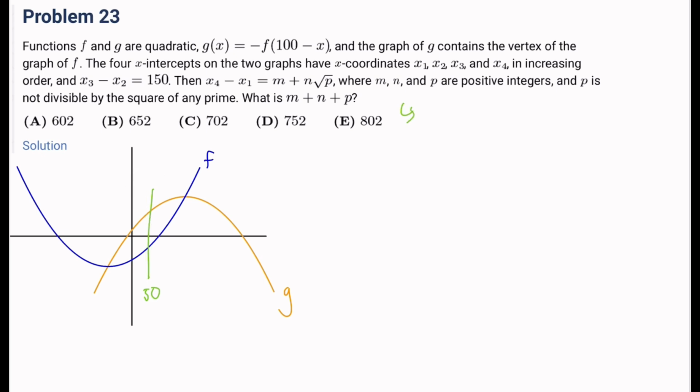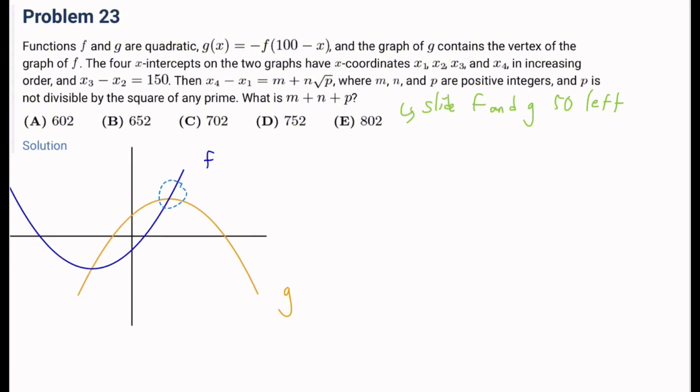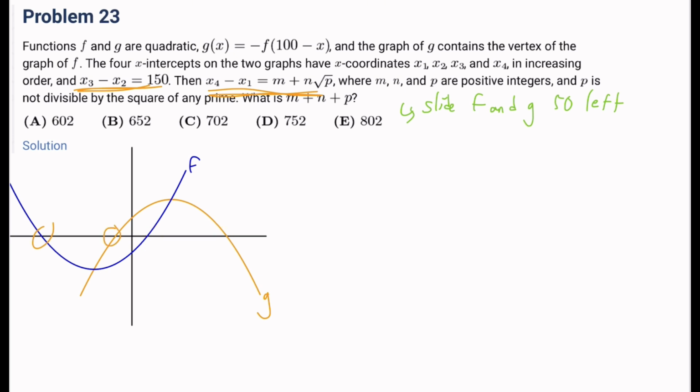And so what we're going to do is slide the whole thing, slide f and g 50 to the left, right? So that's 50 to the left, and so that means f and g will become like that, the new graphs of f and g. So this will be f, and this will be g. But then the other things that we are given, x3 minus x2 and x4 minus x1, won't change at all with this sliding, right? And so we don't have to change any of that.